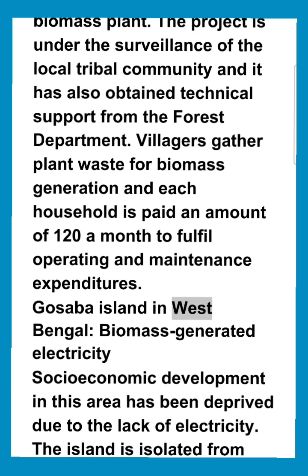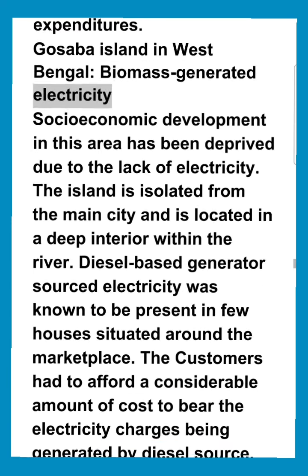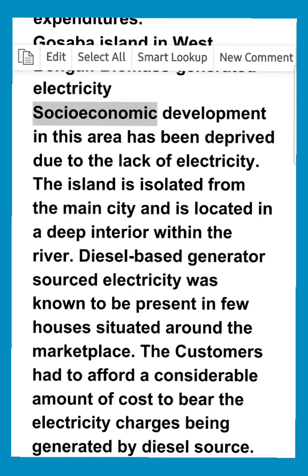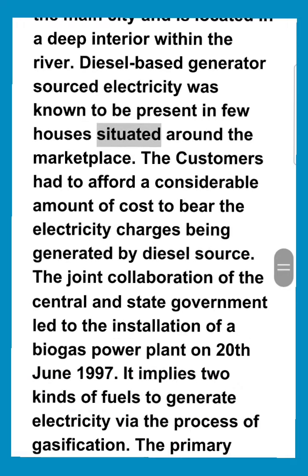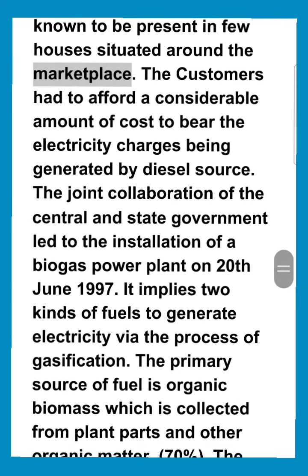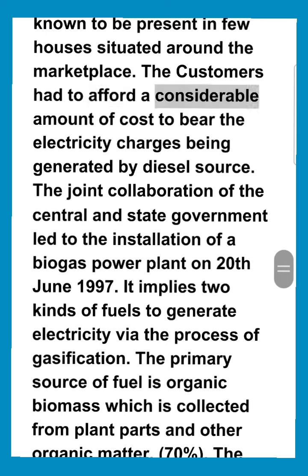Gosaba Island in West Bengal, biomass-generated electricity. Socio-economic development in this area has been deprived due to the lack of electricity. The island is isolated from the main city and is located in a deep interior within the river. Diesel-based generator-sourced electricity was known to be present in few houses situated around the marketplace. The customers had to afford a considerable amount of cost to bear the electricity charges being generated by diesel source.